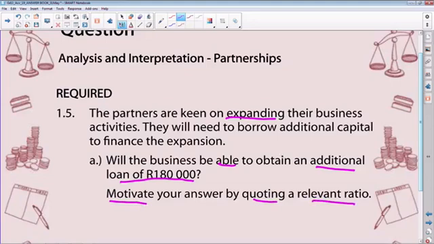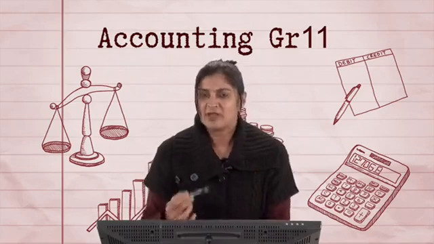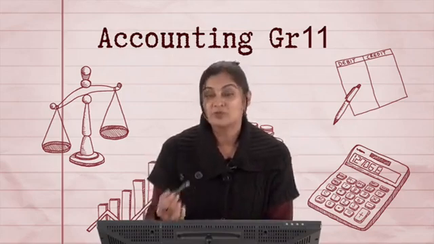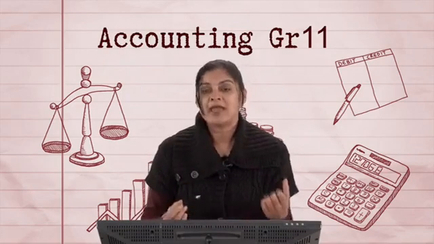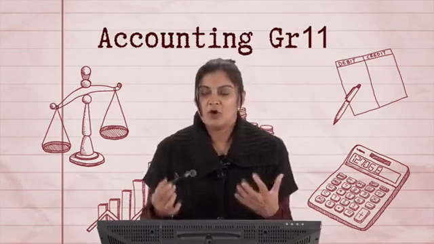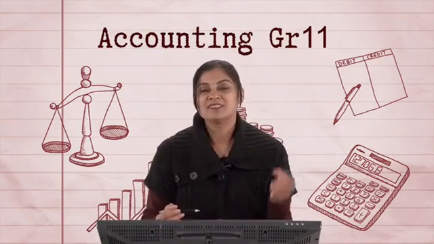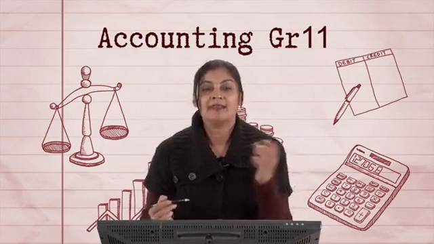Okay, right, now remember guys, in this question, you're obviously given a scenario. The partners want to expand their business, and often, if you want to expand, you need capital. Obviously, if the partners cannot contribute the capital on their own, the capital needs to come from somewhere. So often, the partners will then borrow capital from the bank. So the question is asking us, will the business be able to secure an additional loan? Make sure you understand the question before you actually answer.